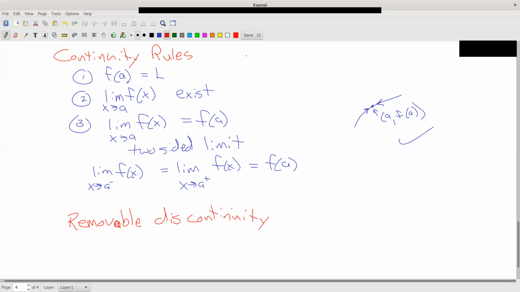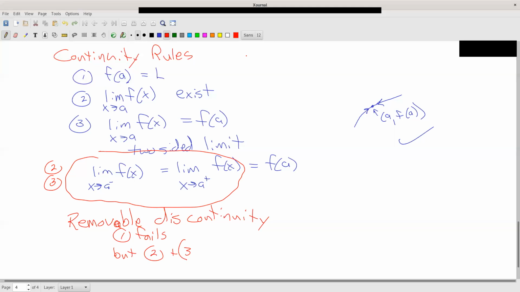And we get a removable discontinuity when this part right here is true, right? Which is essentially rules 2 and 3, but rule 1 is not true. So removable discontinuity: rule 1 fails, but rules 2 and 3 are good. Right, we can plug the hole. And we've seen examples of that.